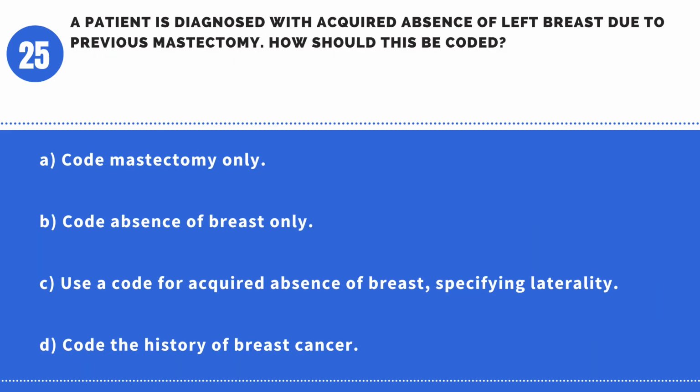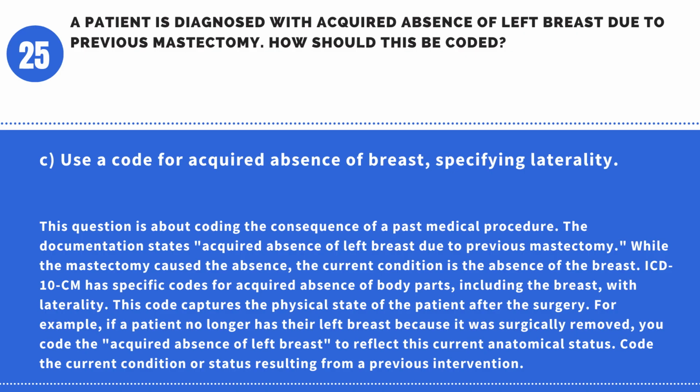Question 25. A patient is diagnosed with acquired absence of left breast due to previous mastectomy. How should this be coded? A. Code mastectomy only. B. Code absence of breast only. C. Use a code for acquired absence of breast, specifying laterality. D. Code the history of breast cancer. Answer, C. Use a code for acquired absence of breast, specifying laterality.